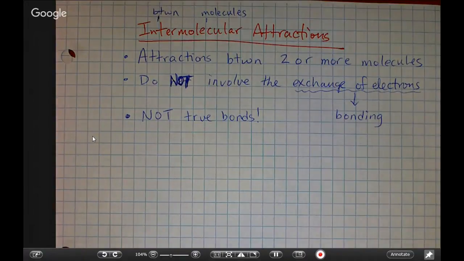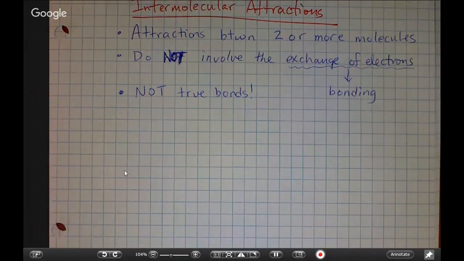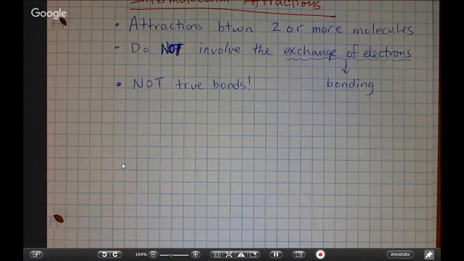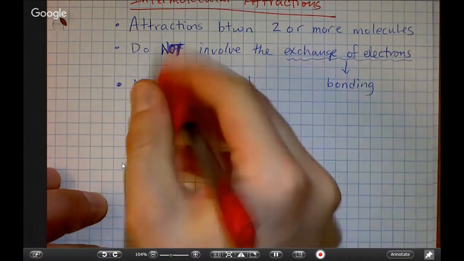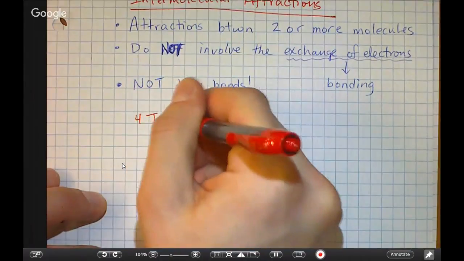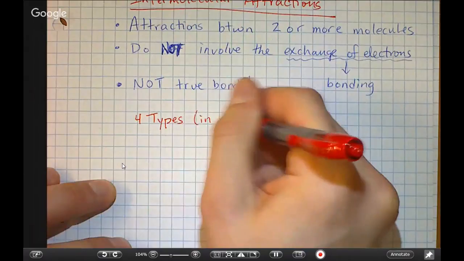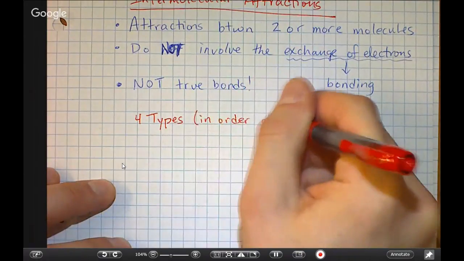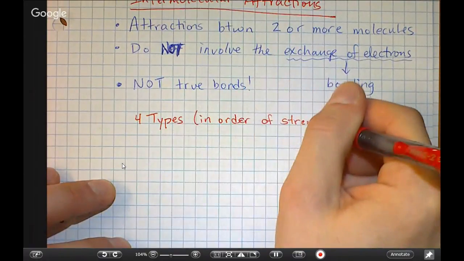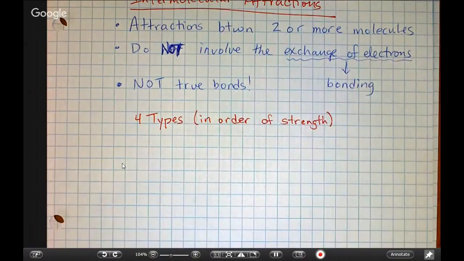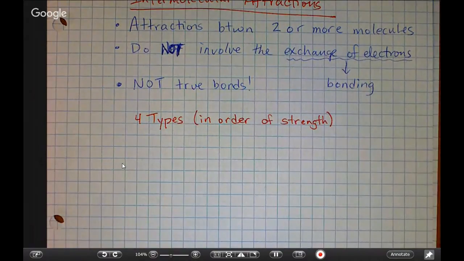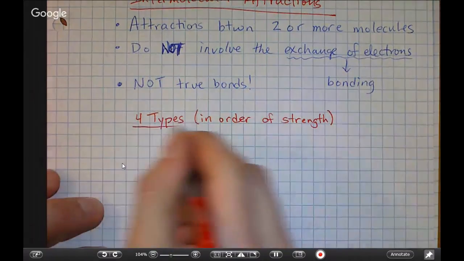All right, so there are 4 types of intermolecular attractions that we're going to look at. And I'm going to put them in order of strength. So we have 4 types in order of strength.